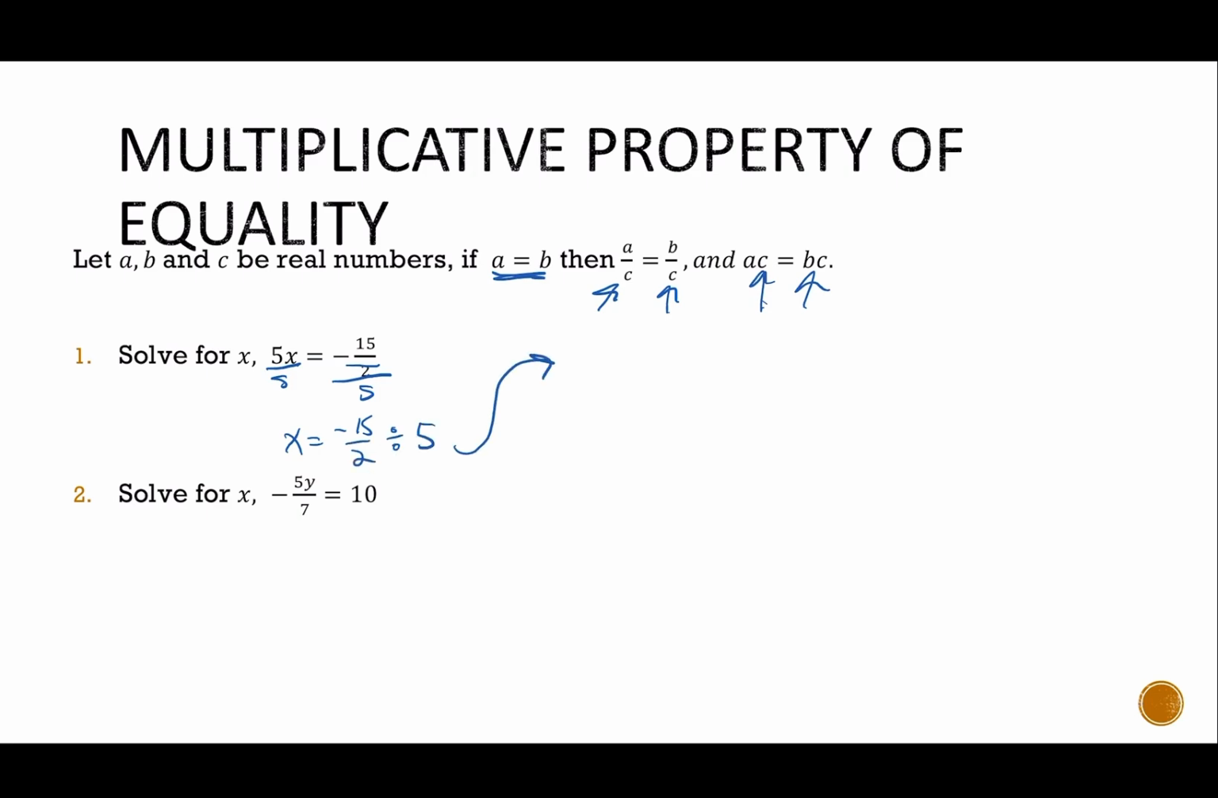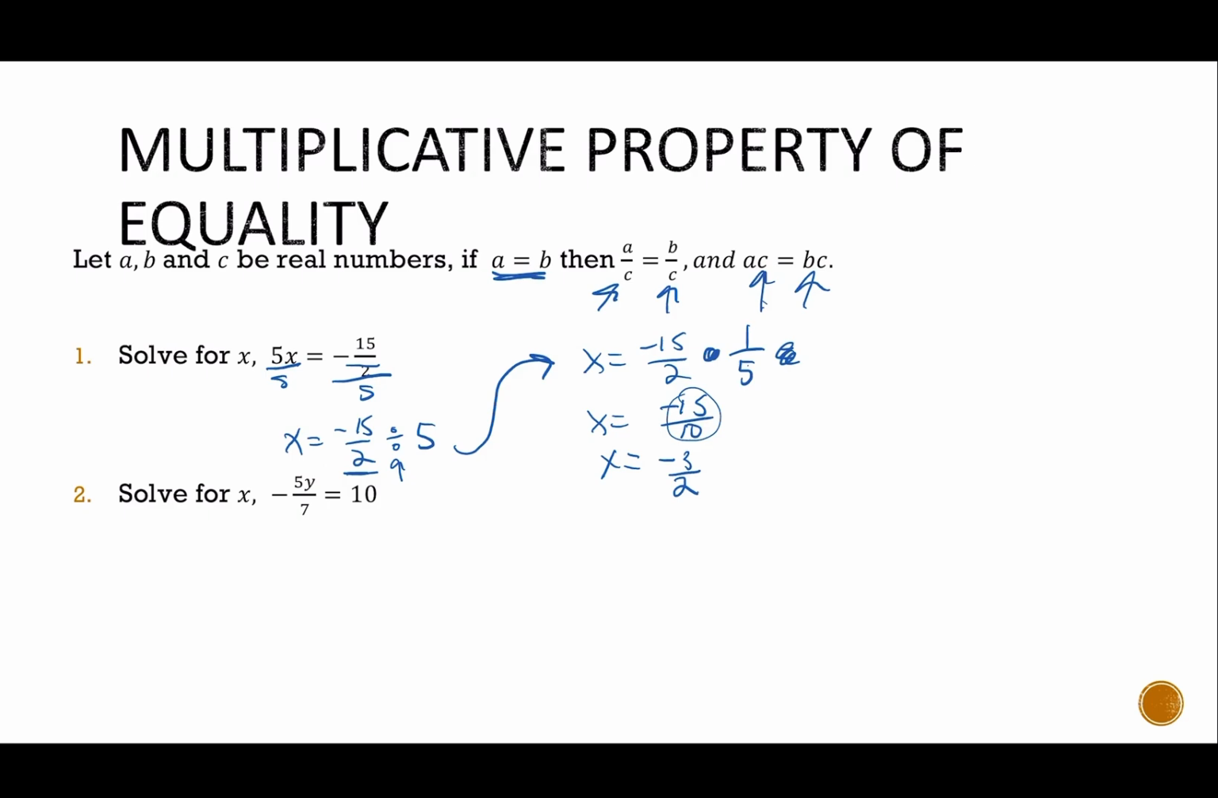And so we're going to have to divide these fractions. To divide fractions, remember, I keep my first fraction the same. I change from division to multiplication, and I flip the second fraction. So that would give me x is negative 15/10, which I can simplify down to negative 3 halves because they both have a factor of 5.